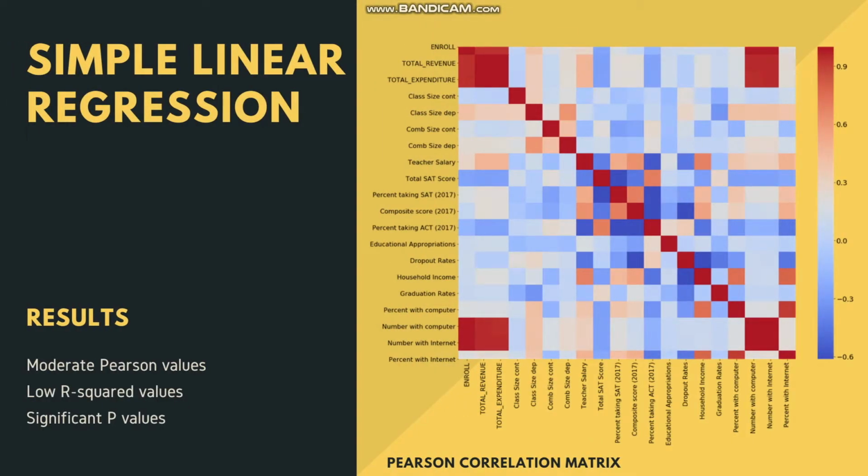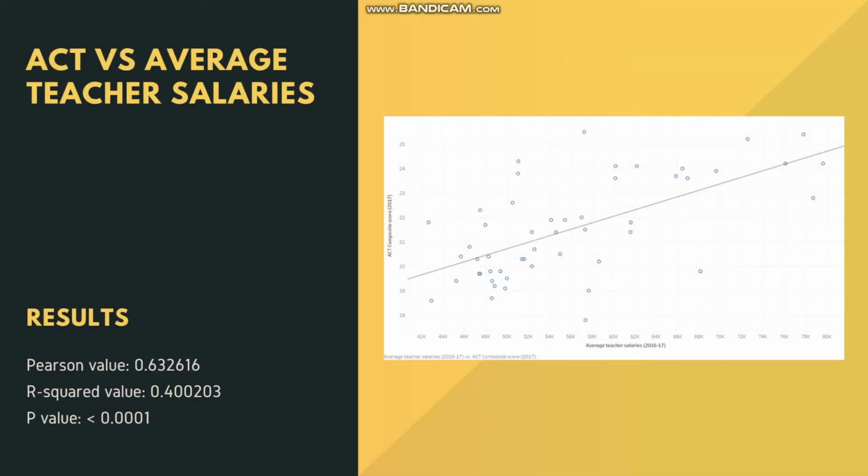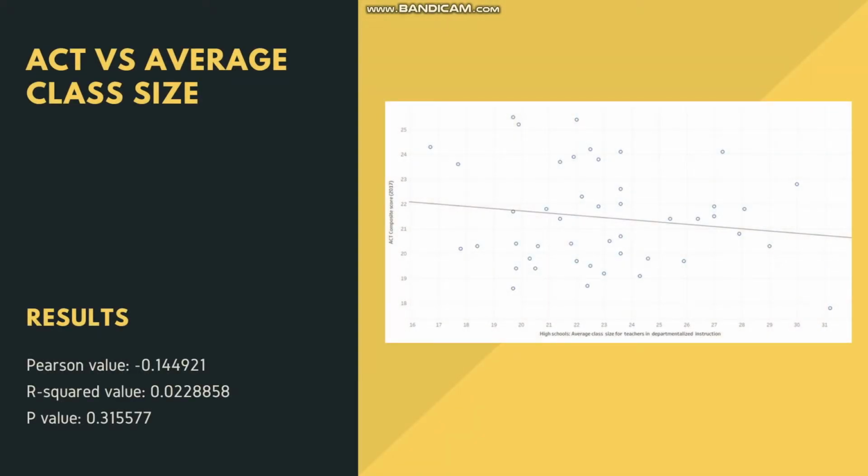To perform simple linear regressions, the variables were first examined to identify any noteworthy relationships. Pearson values were calculated for high-interest variables and plotted on a correlation matrix, as shown in the figure. Linear regression in the form of scatter plots was performed on the selected factors with ACT scores and dropout rates serving as the two dependent variables.